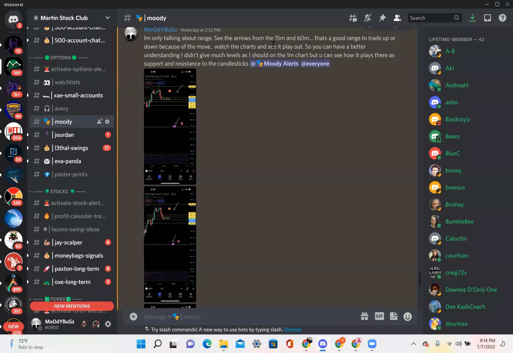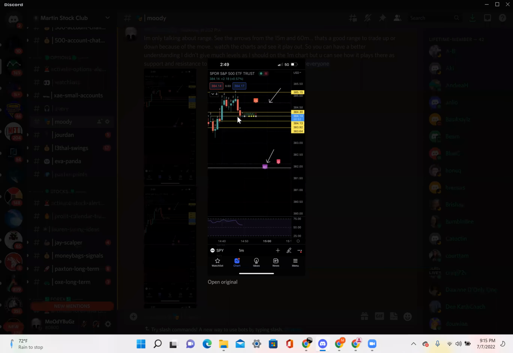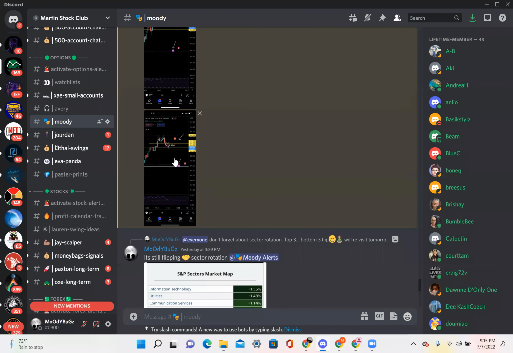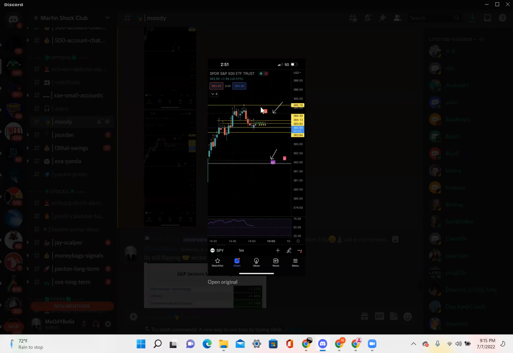See the arrows from 15 minute to 60 minute, that's a good range to trade up or down because of the move. Because of the move, when the guy was talking about risk to reward ratio, watch the chart and see it play out so you can have a better understanding. I didn't give as many levels as I should on a 1 minute chart, but you can see how it plays there as support and resistance to the candles, meaning that it'll tap there, and it'll come down here, and it'll keep coming back. Obviously, the market started closing, so I didn't get the price action.